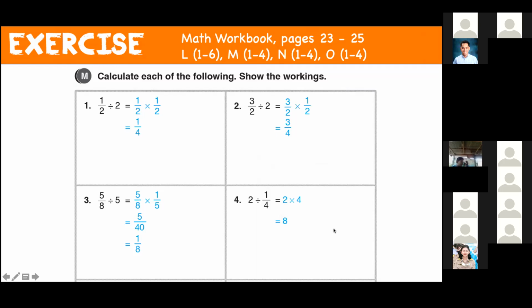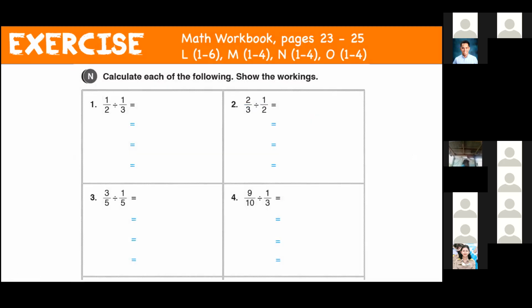Okay, look at the answers for letter M before we go to letter N. I'll give you 10 seconds to look at the answers or copy the correct answer. 10, 9, 8, 7, 6, 5, 4, 3, 2, 1. Okay, let's go to letter N.